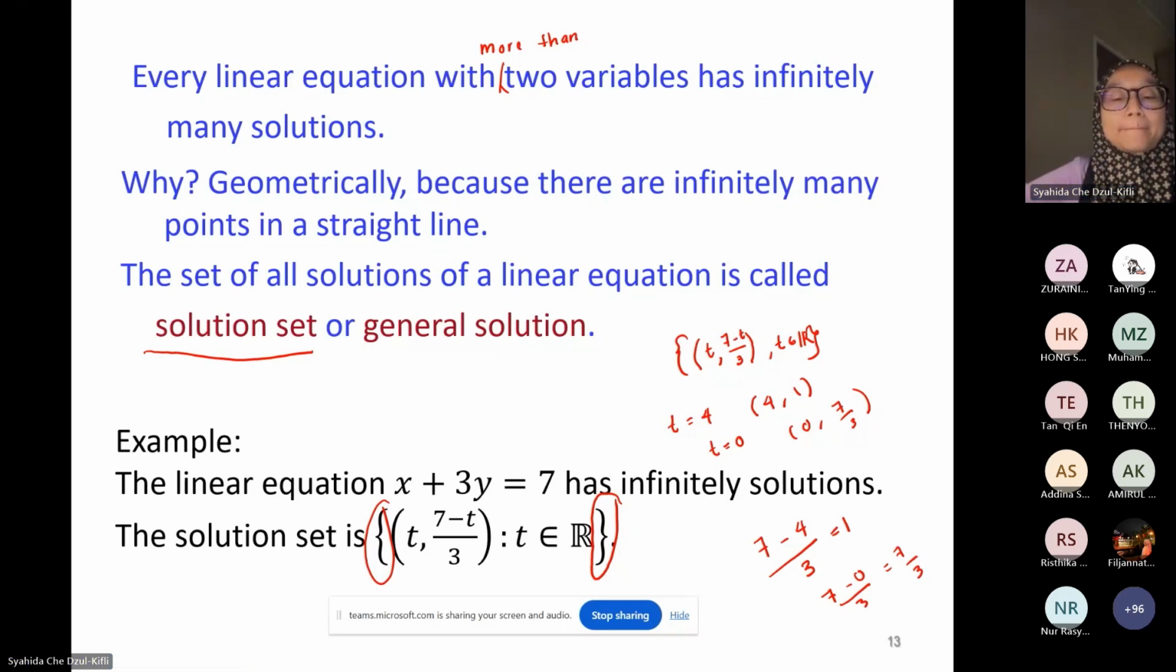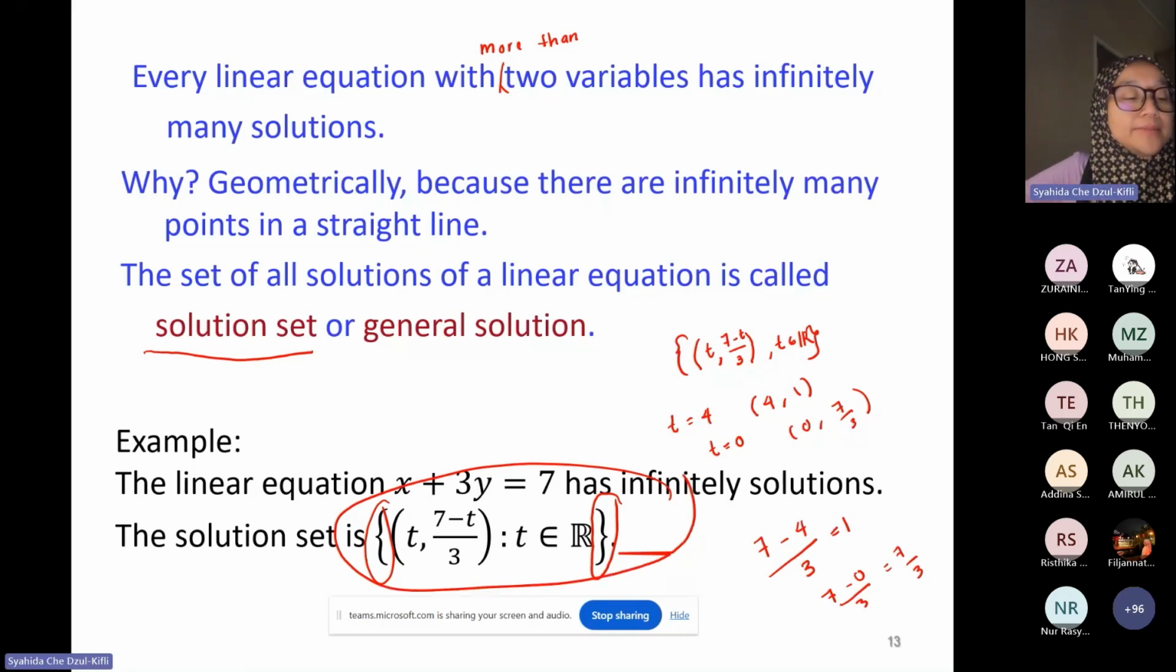Okay, is that clear? So this represents the solution set of the linear equation. Is everything clear? Yes, doctor. Right. Thank you.